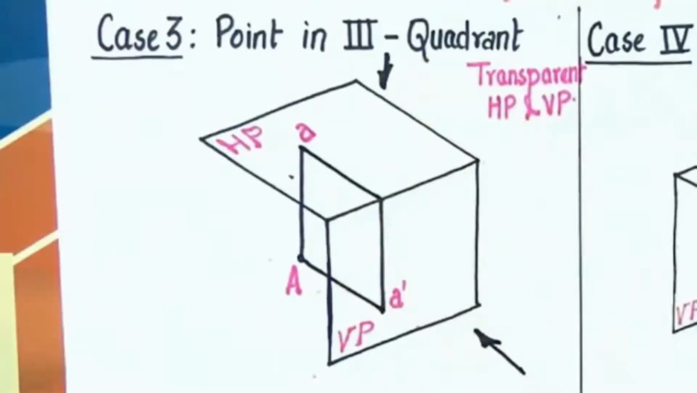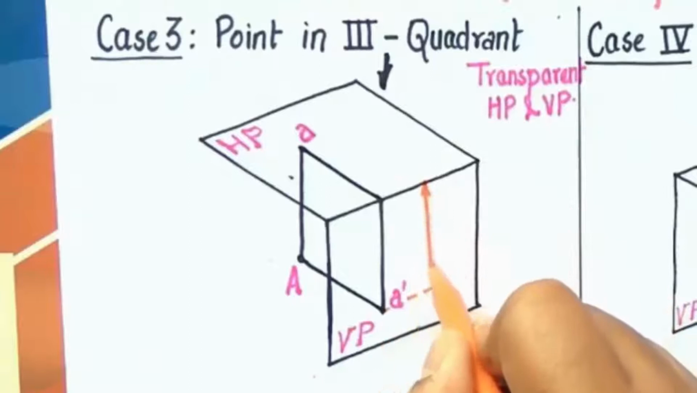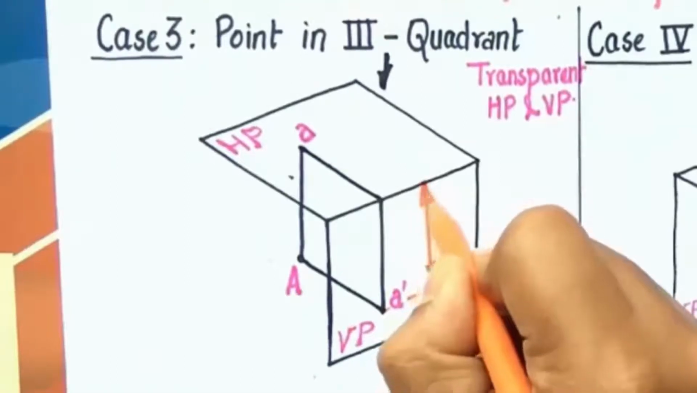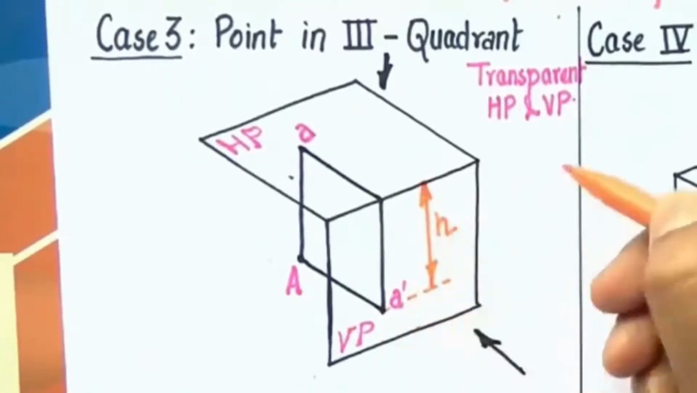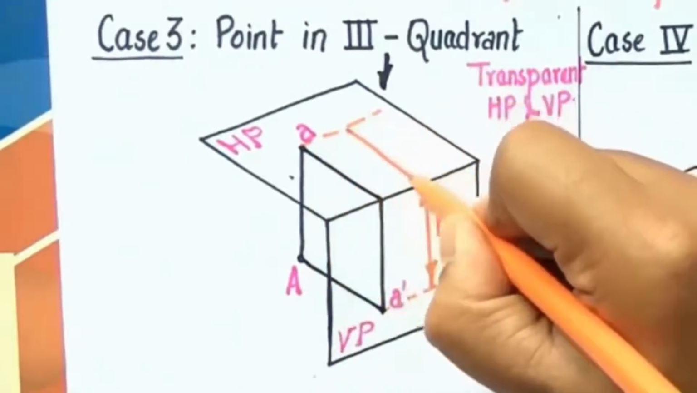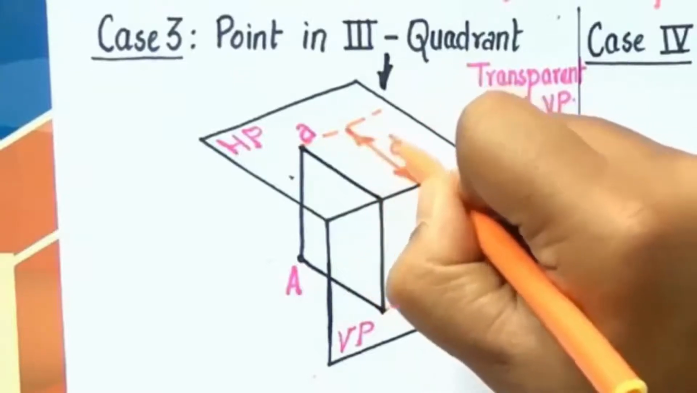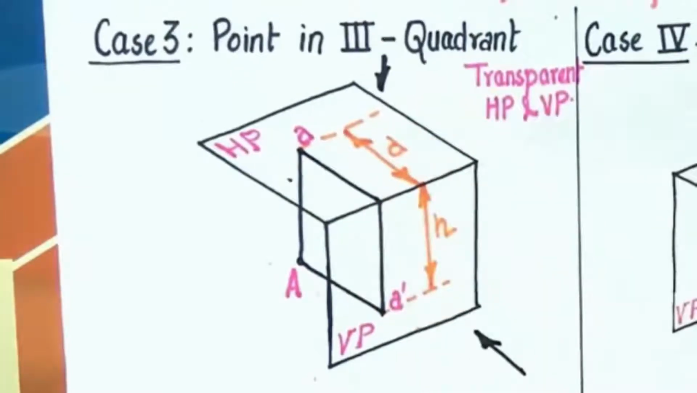Now what about H, what about D? Let us have those distances worked out. Now I've already told you any distance below or above the horizontal plane is represented by H. So this over here, guys, is what you call distance H. Okay, and here we have this distance that is in fact behind the vertical plane. So this is what you call D. Okay, now again the same philosophy.